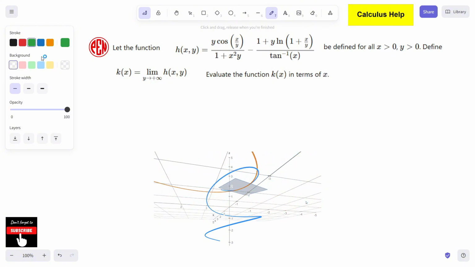This function is defined for all x greater than 0 and y greater than 0. We now define another function, called k of x, as the limit of h of x and y as y approaches positive infinity. Our task is to find the value of k of x, expressed in terms of x.